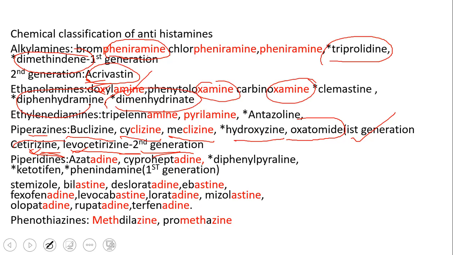Then ethylenediamines have "amine" simply, not "hexamine". Ethylenediamines do not have hexamine, simply amine, and there is an exception. Piperazines we have already seen. Piperidines have the endings "-adine" and "-astine". Azatadine and cyproheptadine belong to first generation. Other "-astine" and "-adine" drugs belong to second generation. Okay, hope you clear this topic, chemical classification of antihistamines.